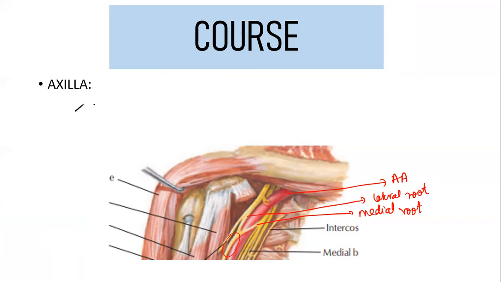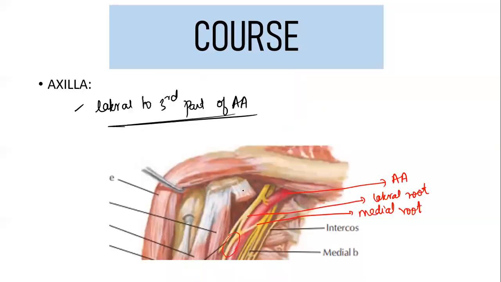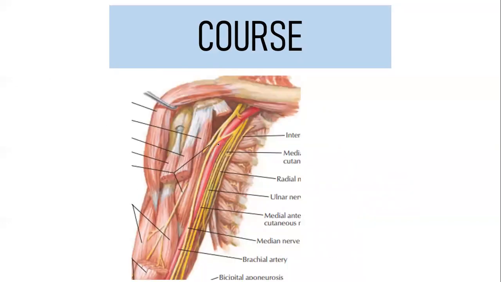It is lying lateral to the third part of the axillary artery. So it lies lateral to the third part of the axillary artery. So this is the original picture. I have just zoomed in on the axillary region and shown it here. If you appreciate this picture, this is the lateral cord, this is the medial cord, these are the roots, and the median nerve is going to lie lateral to the third part of the axillary artery. Yes, it's very clear. Now we are going to talk about the course in the arm.